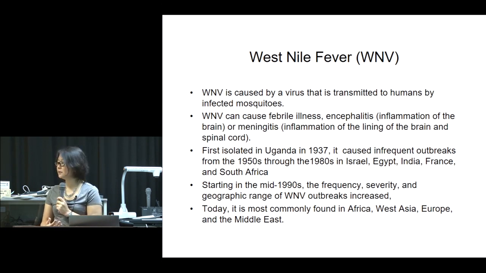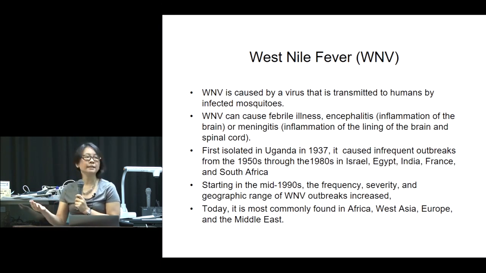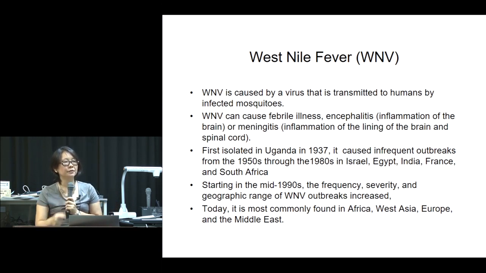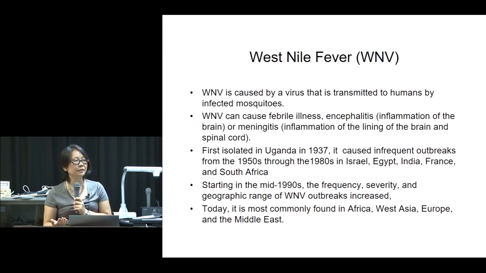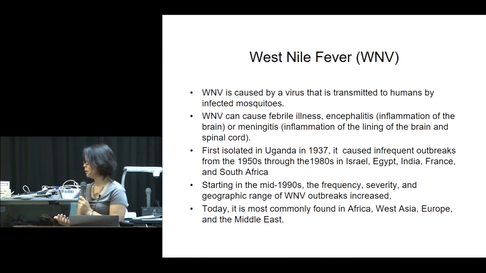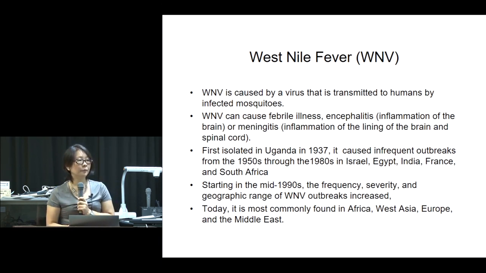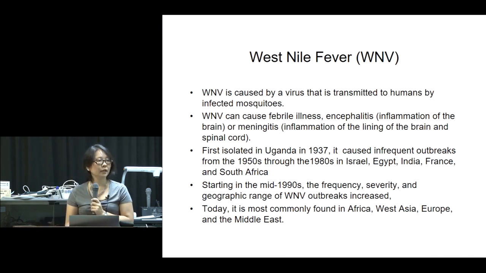It was first isolated in Uganda in 1937. And from then on, it caused infrequent outbreaks from the 1950s throughout the 1980s in these countries: Israel, Egypt, India, France, and South Africa. But starting from the mid-1990s, the frequency and the severity and the geographic range of West Nile virus has increased. Today, it is most commonly found in Africa, West Asia, Europe, and the Middle East.